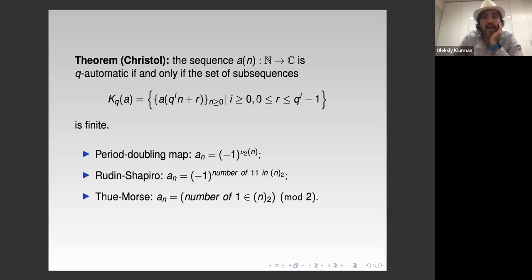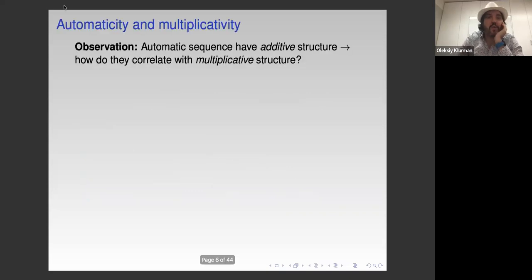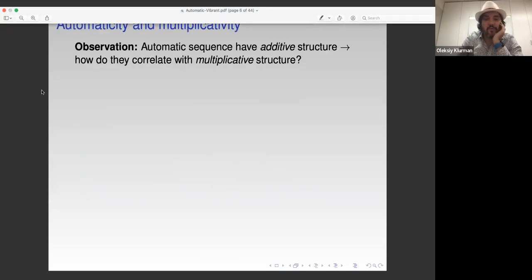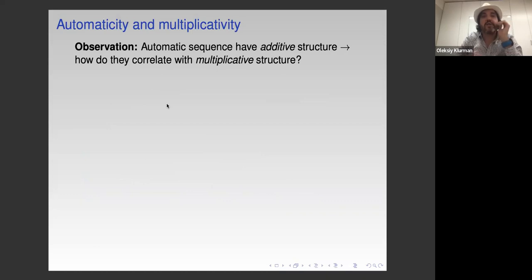Finite number of subsequences. Okay, so what is my concern for this talk? The concern of this talk is the following. Automatic sequences have additive structure because they're defined in an additive way, sometimes. So the natural question in the framework of additive combinatorics, of sum-product phenomena, is to ask how they correlate with multiplicative structure. So how do you measure the correlations really with multiplicative structure?